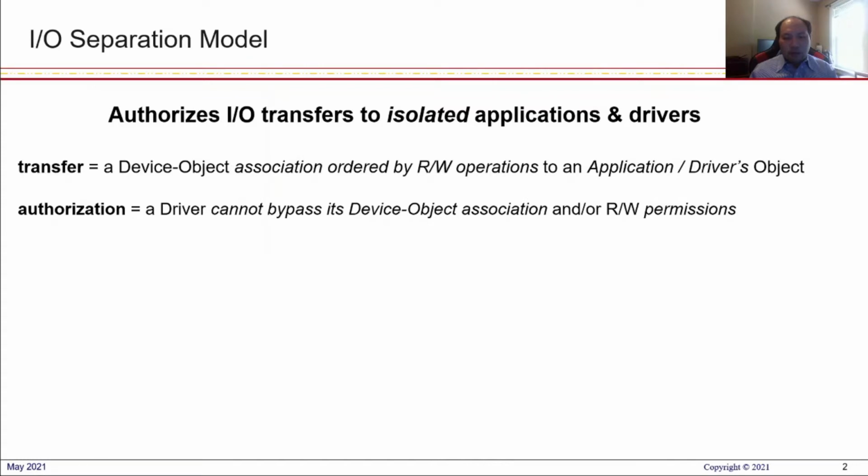An IO transfer is authorized if drivers cannot bypass or modify a device's association with its object or misconfigure the device to violate the associated read or write permissions. For example, if a device is associated with an object of a specific driver, then the driver cannot change that association to an object of a different driver or application.